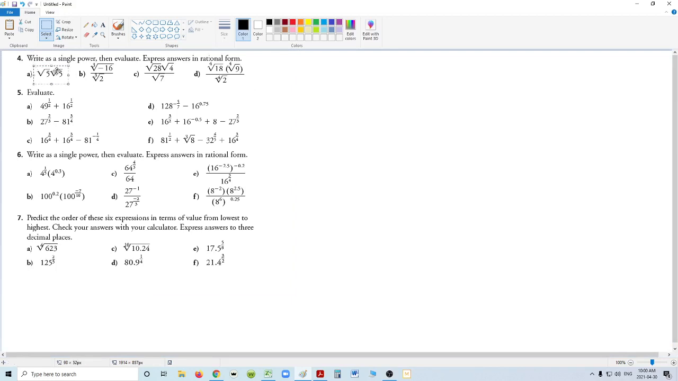Right as a single power. Okay. Then evaluate. So this is 5 to the half times 5 to the half, which means I add their fractions. Half plus a half is 1. So the answer is 5.